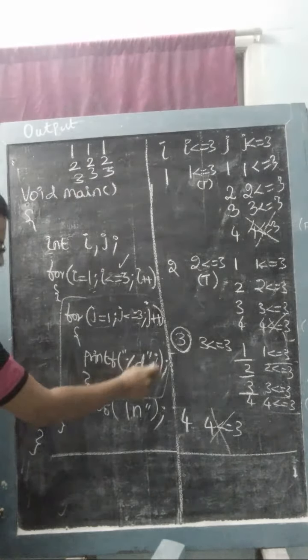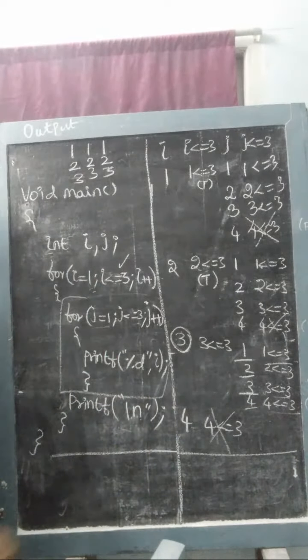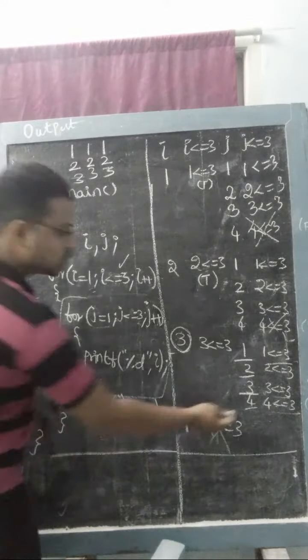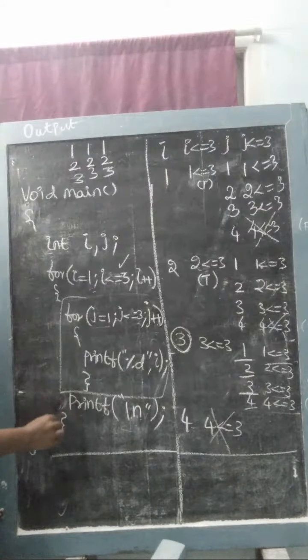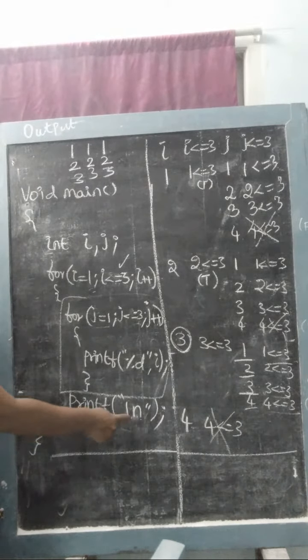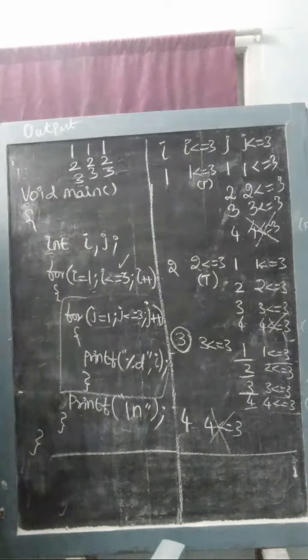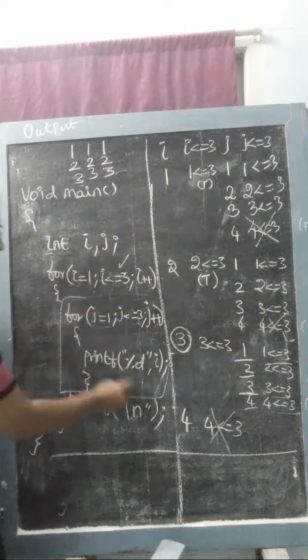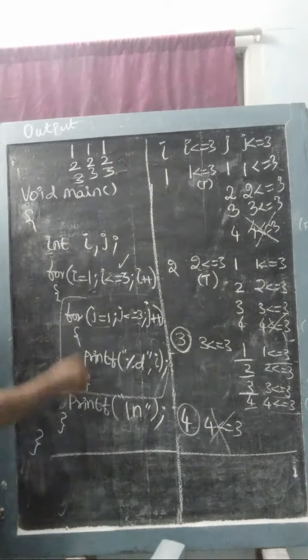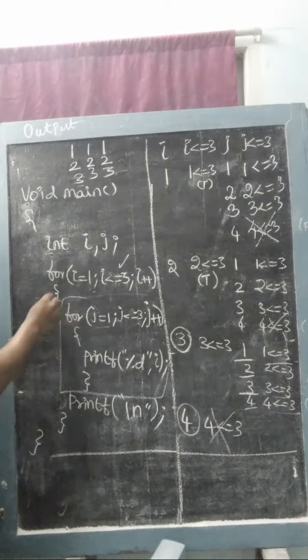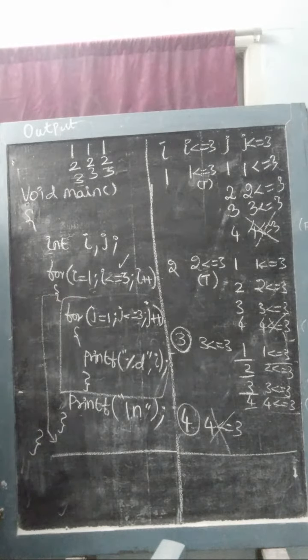Again we are printing the I value, that is 3. Again the J value is incremented, and 4 less than or equal to 3, the condition is false, so it exits the inner loop. We are saying just print slash n. The cursor blinks here, moving to the next row after the 3. Then again we come here, the I value is incrementing by 1, that is 4. 4 less than or equal to 3, the condition is false, so it comes out of the statement.